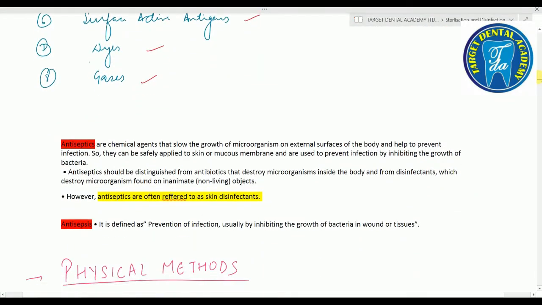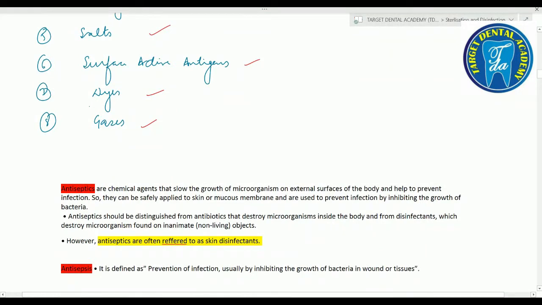So before going into detail, there are two terminologies. Number one is antiseptics. What do you mean by antiseptic? These are chemical agents that slow the growth of microorganisms on the external surfaces of the body, and help to prevent infection. They can be safely applied to the skin or mucous membrane and are used to prevent infection by inhibiting the growth of bacteria.